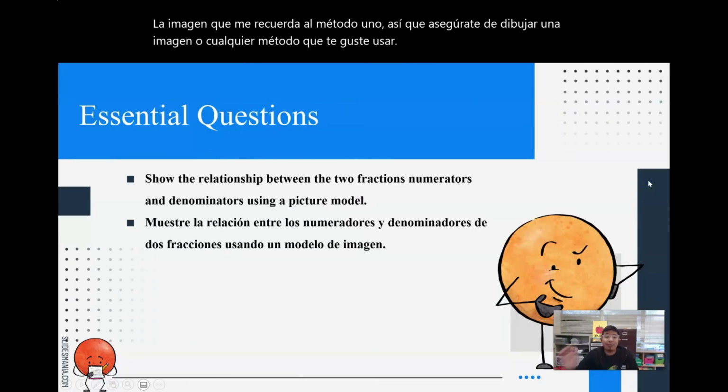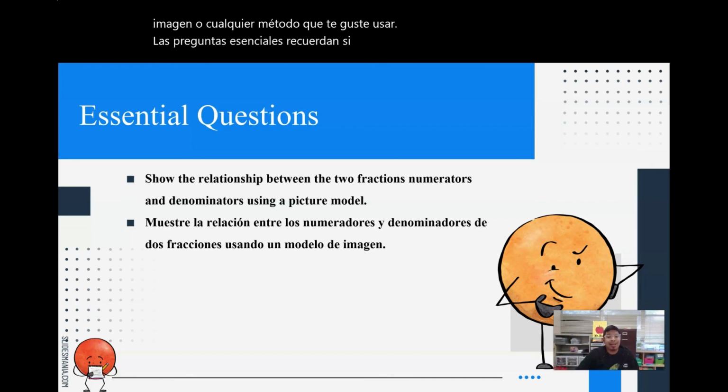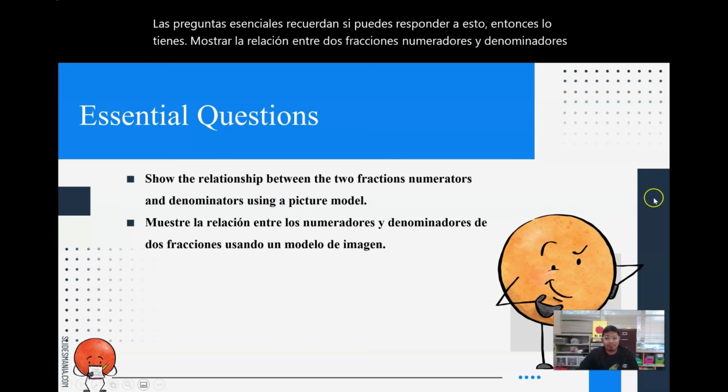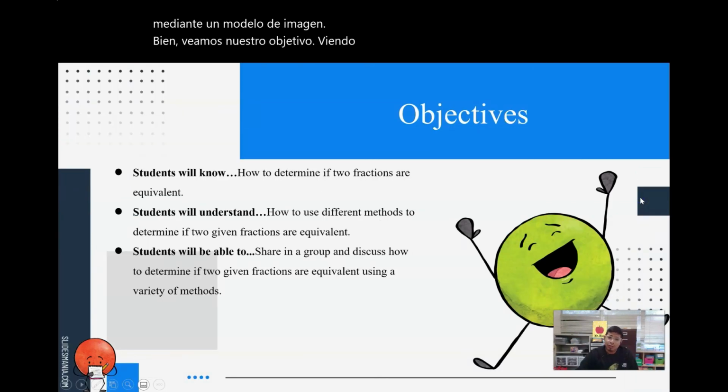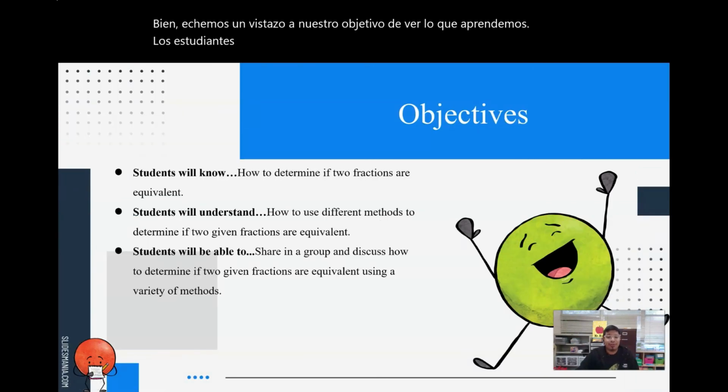Essential questions. Remember, if you can answer this, then you got it. Show the relationship between two fractions, numerators and denominators using a picture model. All right, let's look at our objectives, see what we learned. Students will know how to determine if two fractions are equivalent. Students will understand how to use different methods to determine if two given fractions are equivalent. Students will be able to share in a group and discuss how to determine if two given fractions are equivalent using a variety of methods.